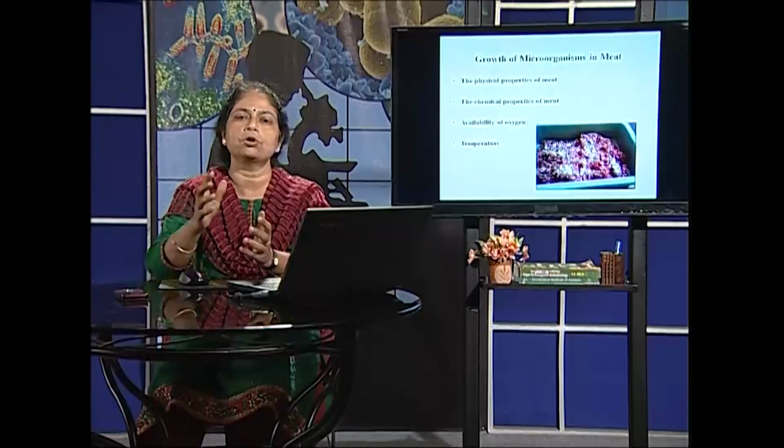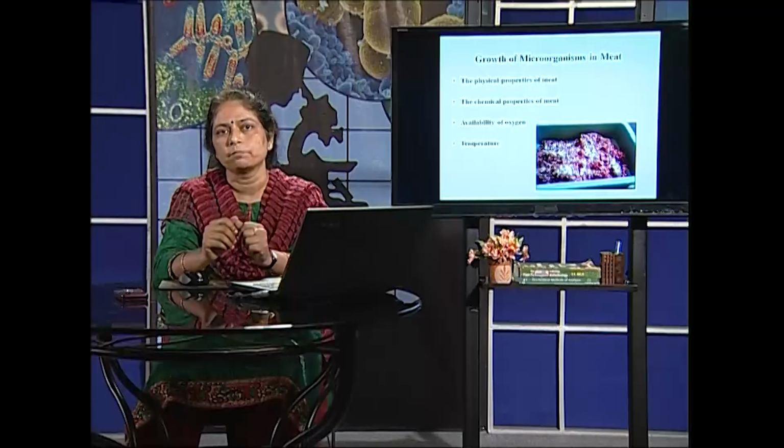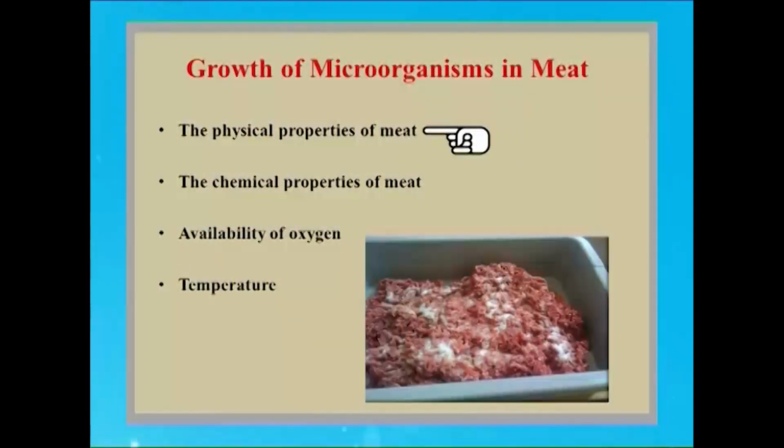If we consider the growth of microorganisms in meat, there are certain factors on which this growth depends. The first thing we should consider is the physical property of the meat. Physical property refers to the shape or the morphology of the meat. Say, for example, a large piece of meat versus small pieces, or minced meat, is more susceptible to the growth of microorganisms because there is a large amount of surface area, and more surface area favors the growth of microorganisms. Therefore, the physical property of the meat very well decides the growth of microorganisms.